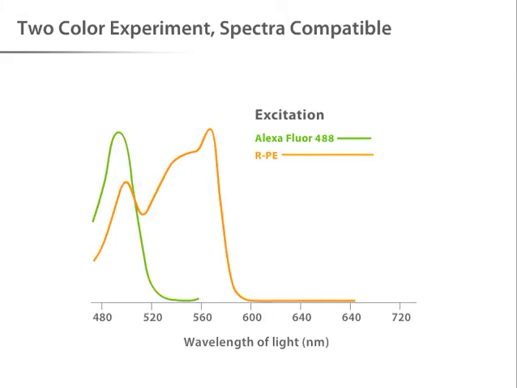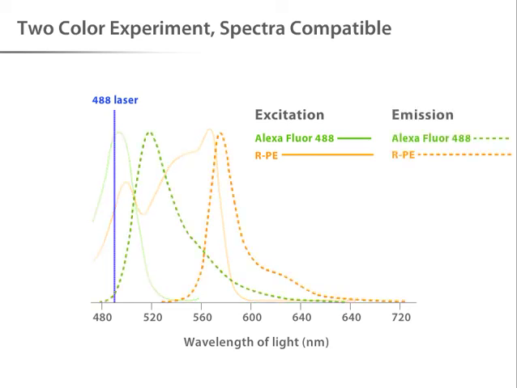What if we want to do a two-color experiment? We need to look at the spectra of the two fluorophores to see if they are compatible. Alexafluor 488 and phycoerythrin, or RPE, are commonly used together. For these two fluorophores, 488 nanometer light is an efficient excitation source. When excited with 488 nanometer light, you can see that the emission peaks for these two dyes are far enough apart so that discrete emission data can be collected. Compatible dyes such as these allow scientists to easily detect two colors from a single laser.